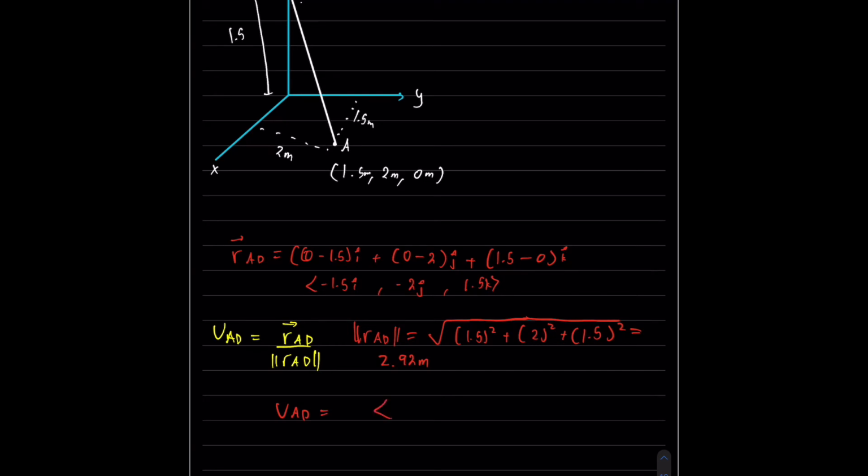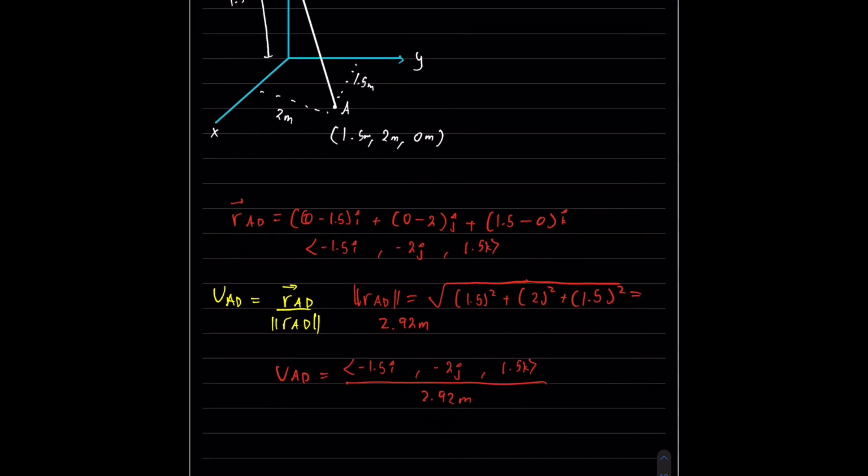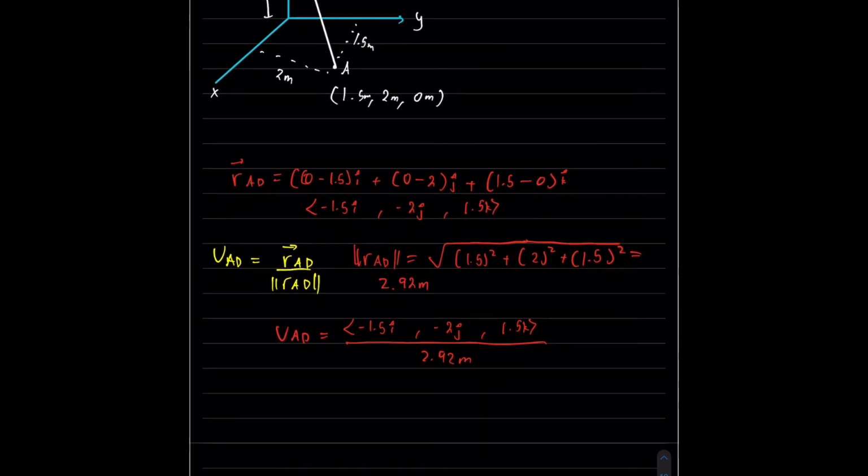And that makes our unit vector be all of this. I should just copy paste that. Duplicate. That's much easier. Over 2.92 meters. Okay, and now I'm going to multiply the tension force times this unit vector.